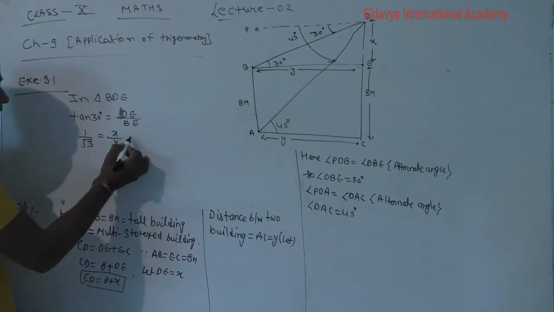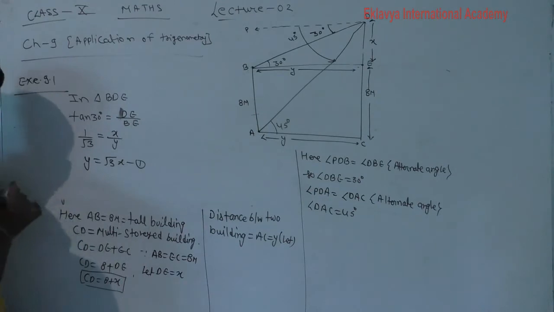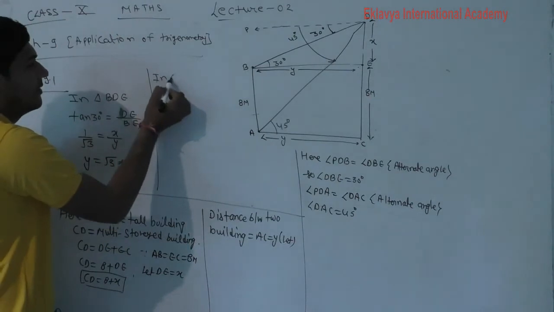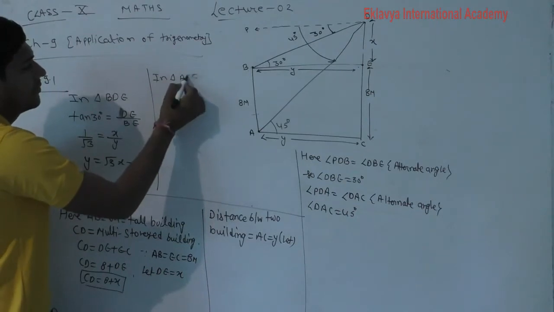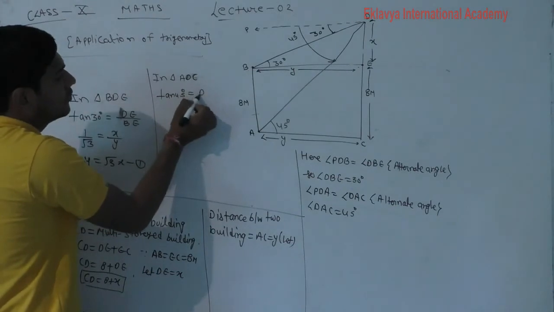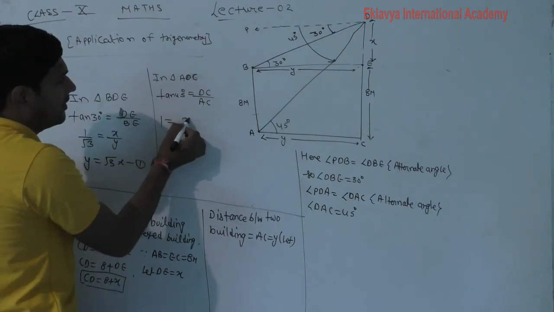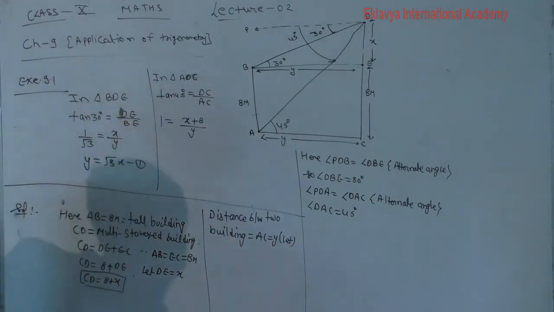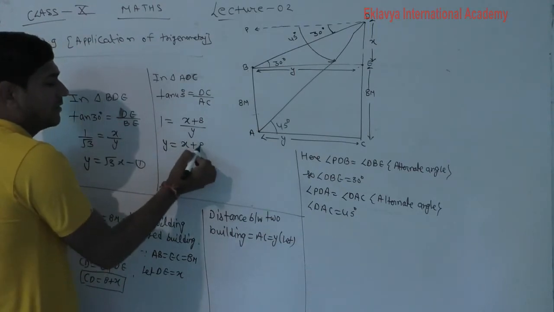So what is the value of Y? Y is equal to root 3 x. Equation number first. Now in the second triangle, in triangle ADC, tan 45 is equal to DC upon AC. tan 45 is 1. What is the value of DC? X plus 8 upon Y. From equation first, what is the value of Y? Y is equal to X plus 8.